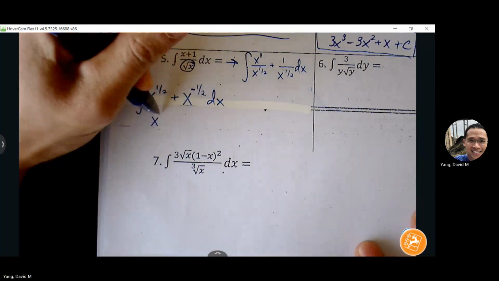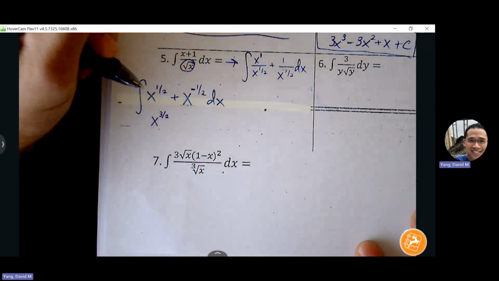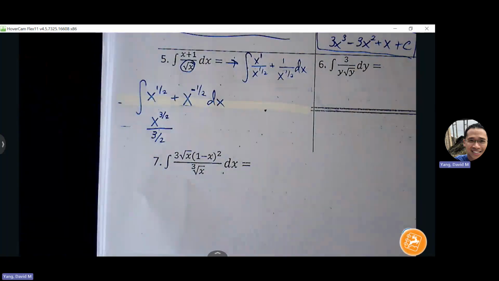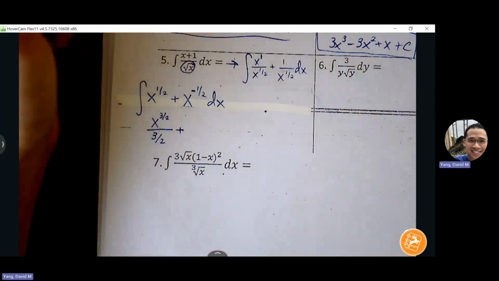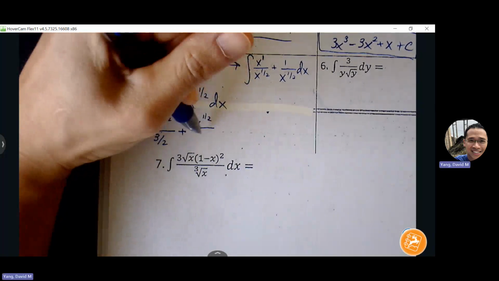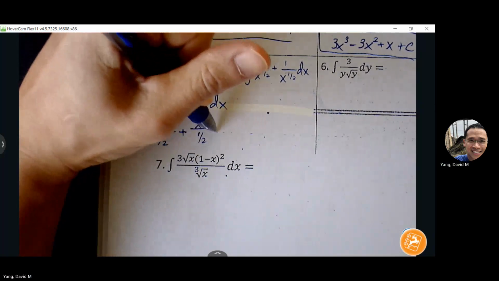X to the 3/2. You're right, x to the 3/2 divided by 3/2. We'll clean that up in a second, but that's what we do. After we create our new exponent, just copy that number below in the denominator. What does x to the negative 1/2 become? X to the 1/2 over 1/2.